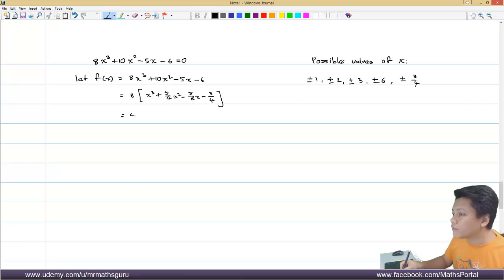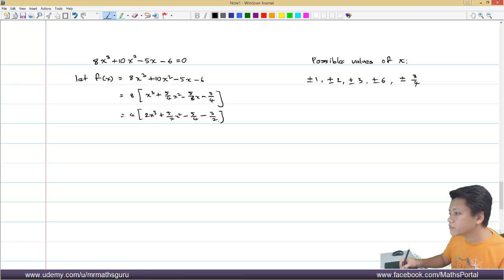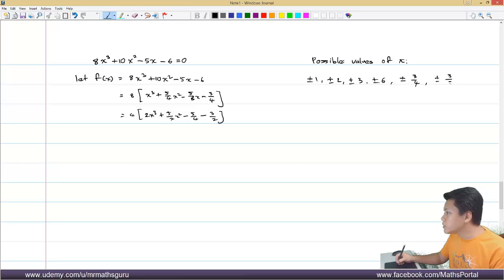And if we factor only 4 outside, then it becomes 2x cubed plus 10 over 4, which is 5 over 2, x squared, minus 5 over 4, x minus 6 over 4, which is 3 over 2. So plus minus 3 over 2 as well is a possible factor of x. So it makes it a little bit more complex than the previous example that we did.